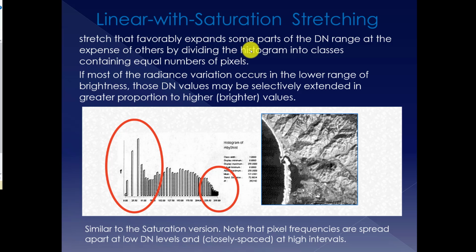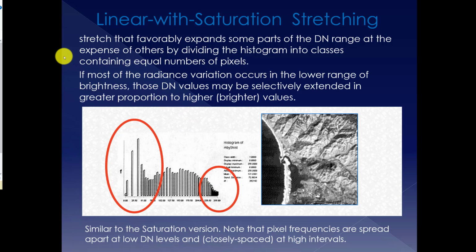Now, if we look at the results of our linear with saturation stretching, you can see we now have greater numbers of categories at both the low end of the digital numbers and the high end. So that very tall peak in the histogram at the bright end of the reflectance values of pixels is now broken up into many different representations.